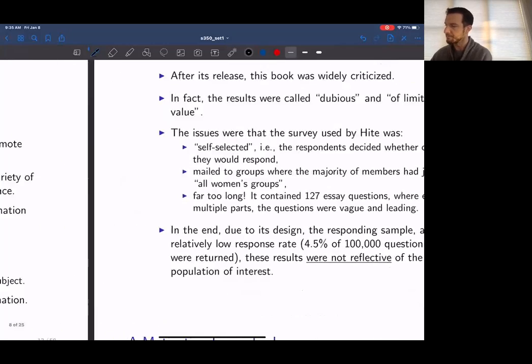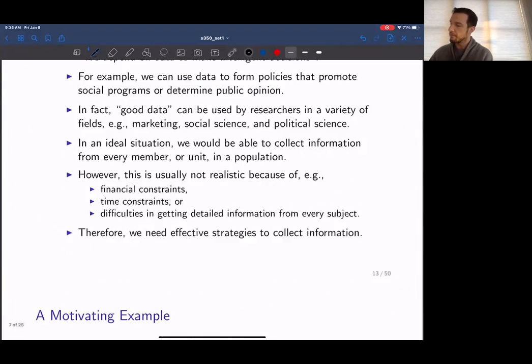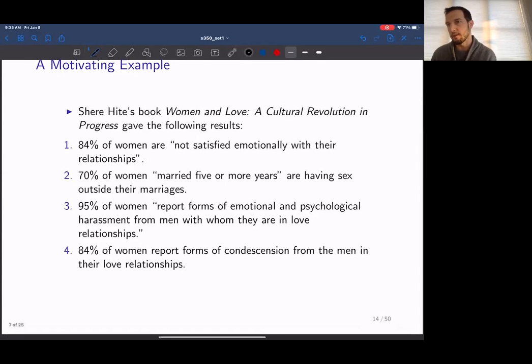1990, roughly. So sometime in the 90s, this book came out. All right, so there's a few claims that came out of this book that we can discuss. So one of them was 84% of women are not satisfied emotionally with their relationships. 70% of women married 5 or more years are having relations outside of their marriage.